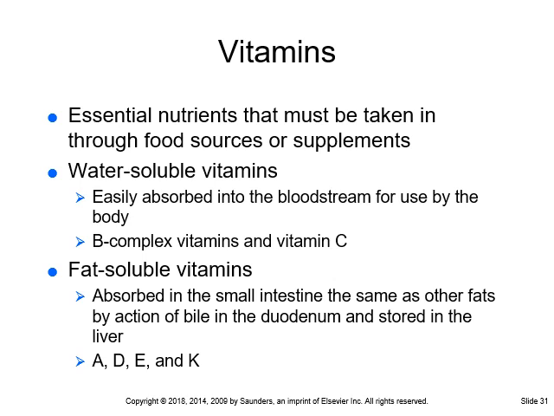Fat-soluble vitamins are absorbed into the small intestine, the same as other fats, by action of bile in the duodenum, and then they are stored in the liver. Fat-soluble vitamins include vitamins A, D, E, and K. These vitamins, because they are stored in the body, can cause toxic effects if ingested in excessive quantities. Guidelines for intake of vitamin D can be found in table 26.3 in your textbook on page 467.